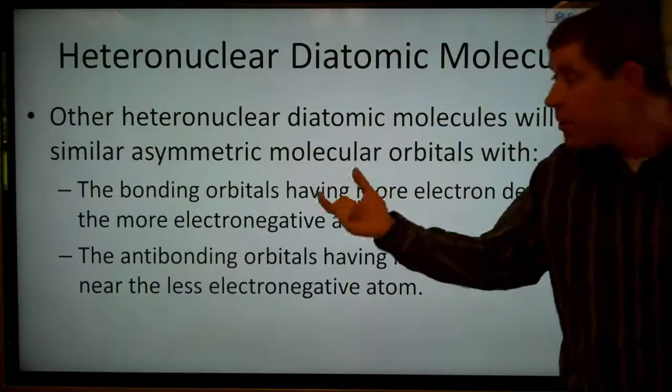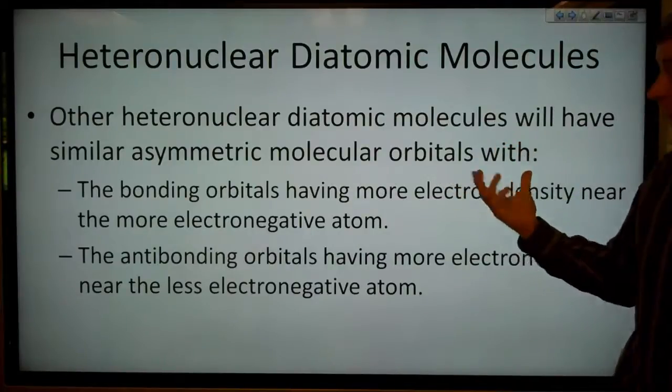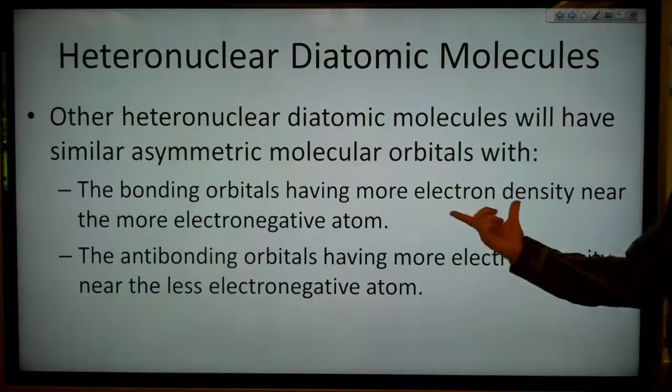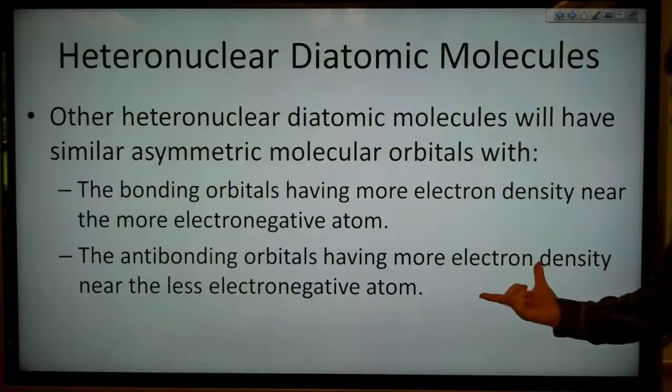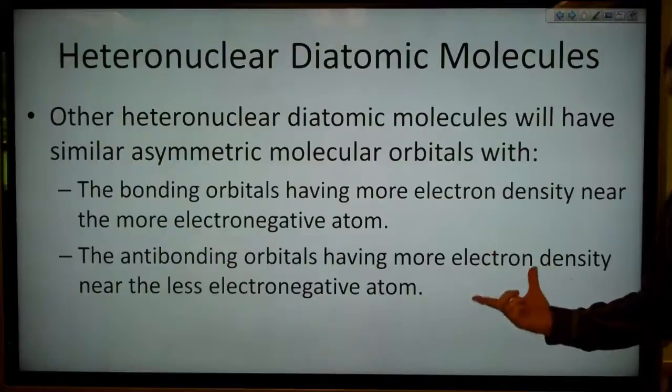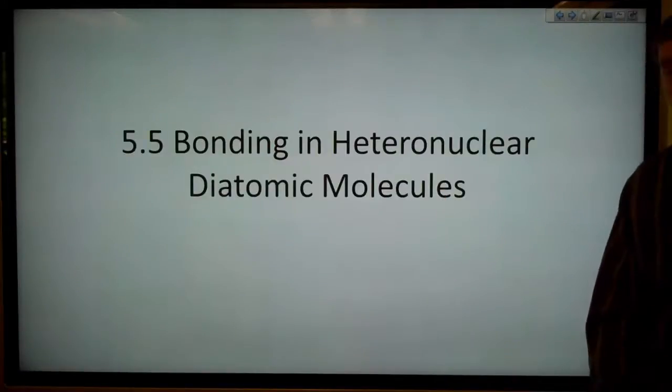If we look at other heteronuclear diatomic molecules, we'll have similar asymmetric molecular orbitals, with the bonding orbitals having more electron density near the more electronegative atom, and the antibonding orbitals having more electron density near the less electronegative atom. So that was bonding in heteronuclear diatomic molecules.